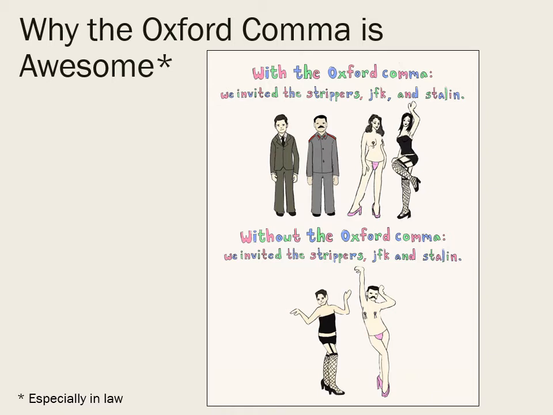If you take nothing else away from this part of the lecture, please know that the Oxford comma, also called a serial comma, is awesome. You can see that in this image about JFK, Stalin, and the strippers. So the Oxford comma is the last comma before the and.